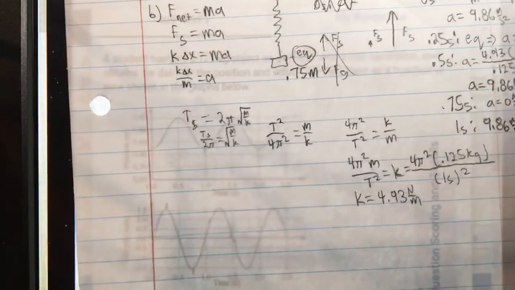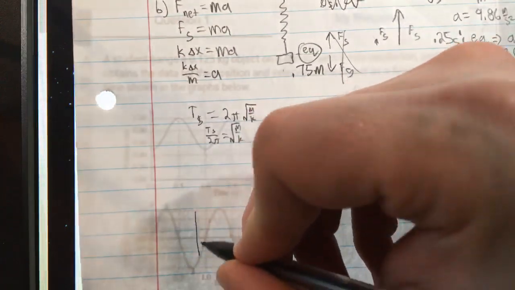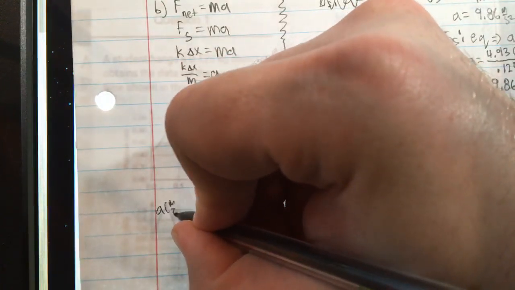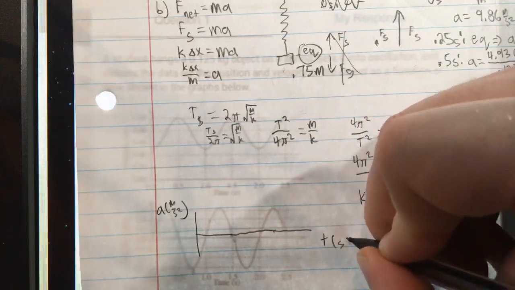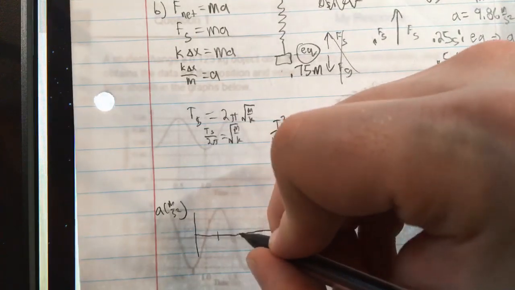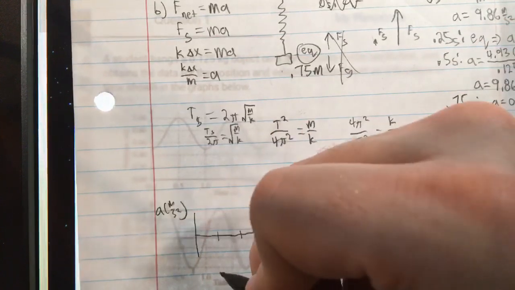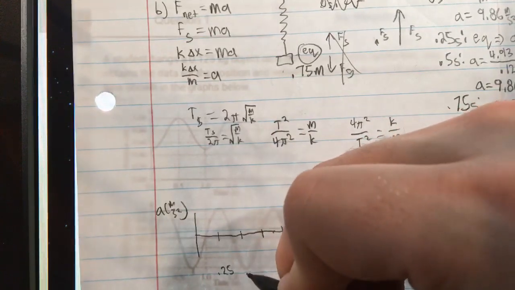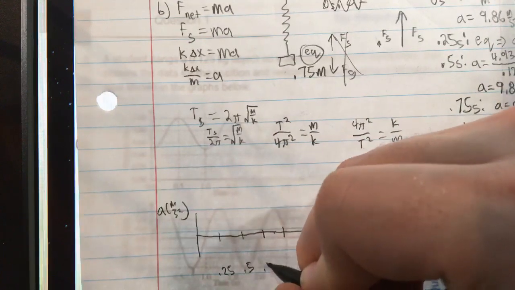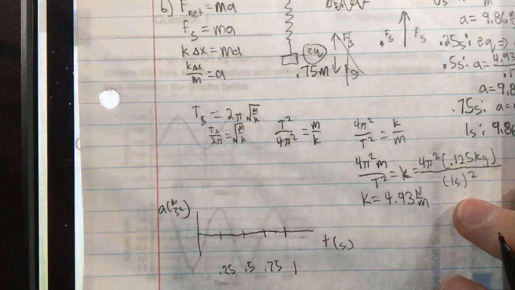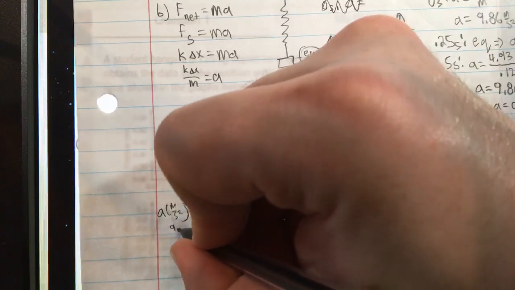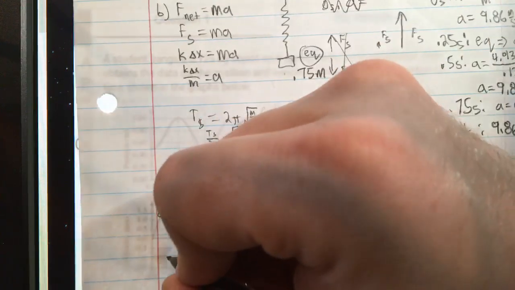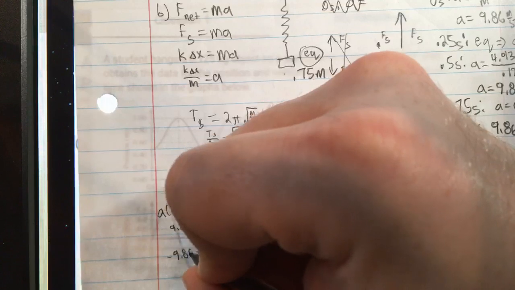All right, so let's put this all together. We have our acceleration, meters per second squared, versus time in seconds. 0.25, 0.5, 0.75, 1. Positive 9.86, negative 9.86.